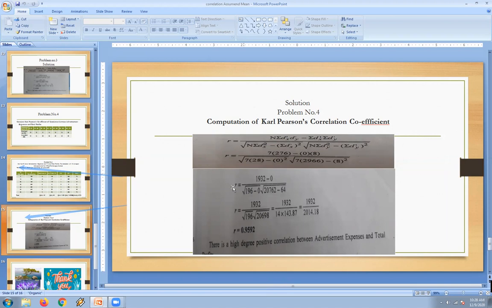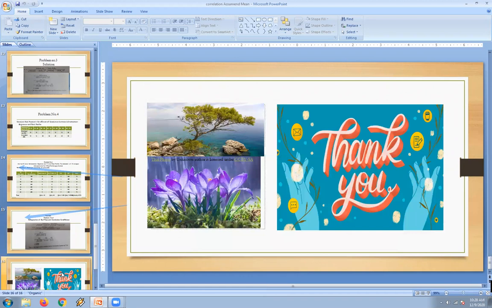Substitute the values you have calculated in the table, then we get the correlation value, that is 0.9592. This is a high degree of positive correlation between the advertisement expenses and the total profits we have calculated. This is how we need to calculate with the help of the assumed mean method.